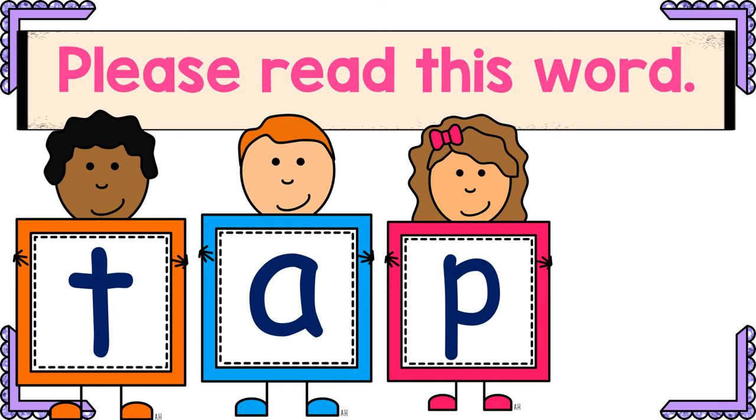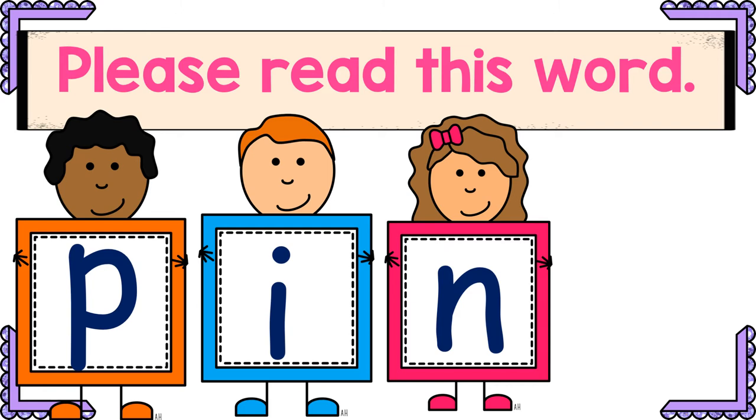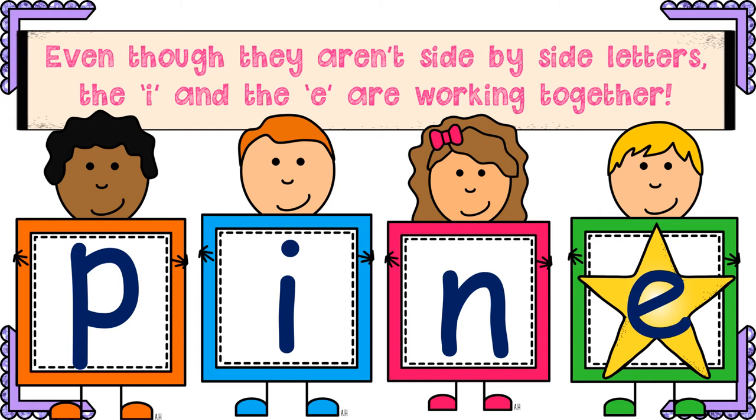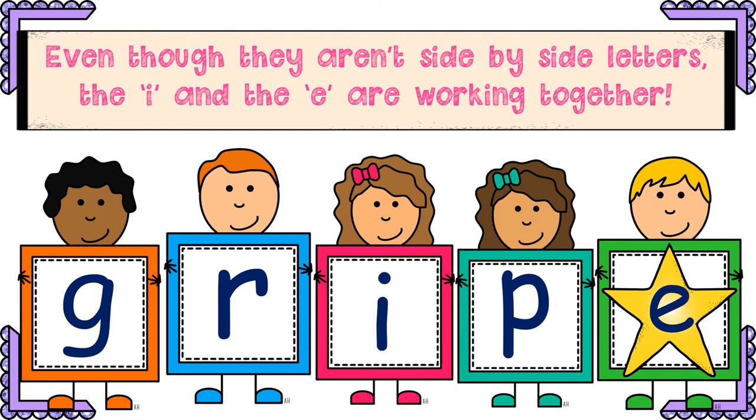Now look at this word. Read your word. Tap. Think about your sneaky E. What would it do to our word? What would the word become? Awesome. The word becomes tape because your sneaky E is now working with that A and it doesn't say ah. It will now say A because they're working together. Pin. Think about this one. If we put a sneaky E at the end, what would happen? Boom! Our word would change to pine. So now our I is going to say its name, pine. Try this one. Grip. Think about your I. What would your I change to with the sneaky E? Gripe. Good. The word would become gripe.